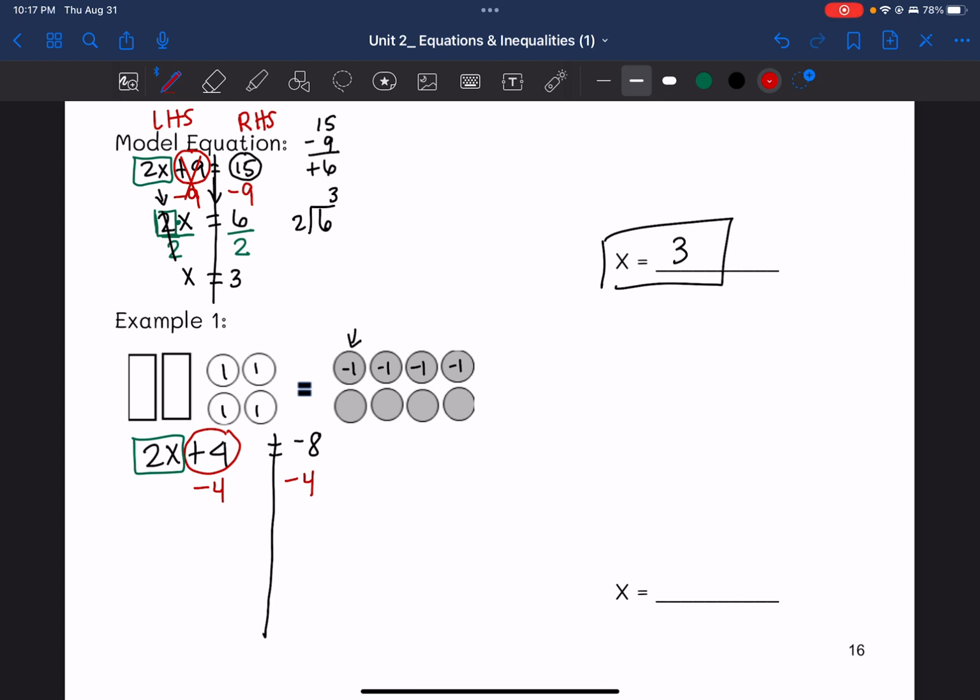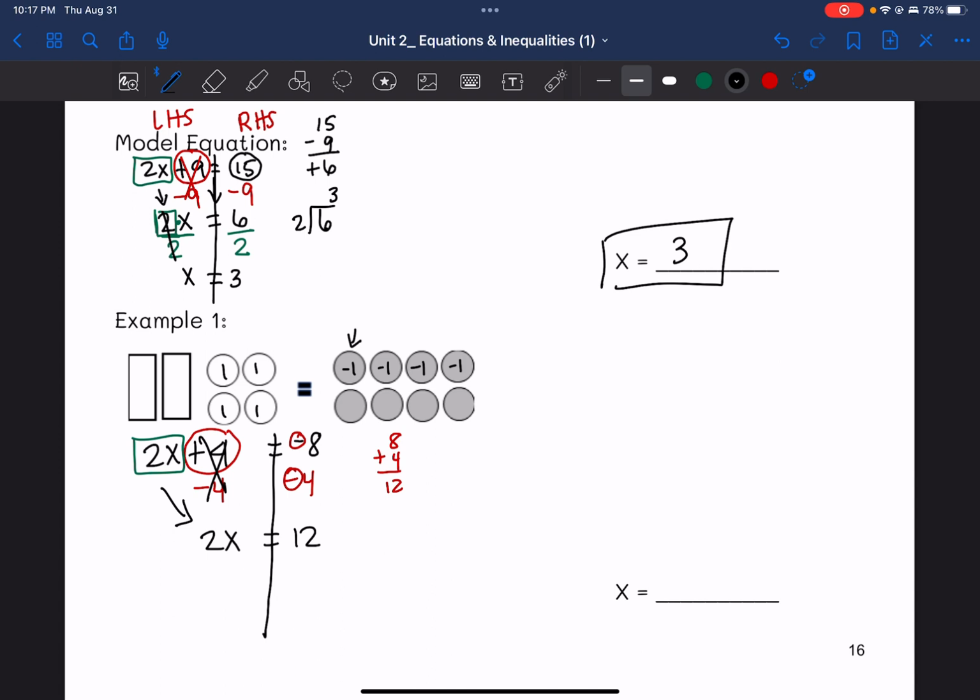So now we have negative 8 and negative 4. If you notice, there's a negative and a negative. What happens when you have the same signs? You're going to add and keep the sign. So here, we're going to do 8 plus 4, 9, 10, 11, 12. Okay, so now I'm going to cancel this out on the left-hand side. Bring down 2x is equal to 12.